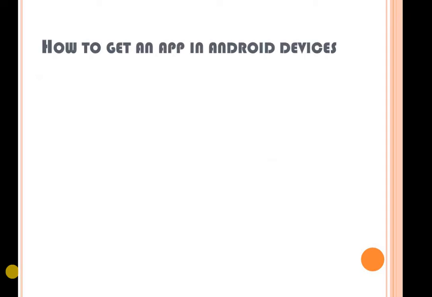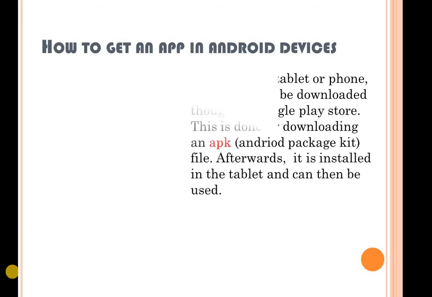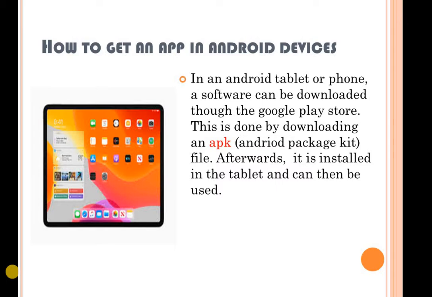Now also, we can get an app in our Android device or in our Android tablet. For us to be able to do this in an Android tablet or a phone, a software can be downloaded through something called the Google Play Store. For us to have a Google Play Store, we must first of all have an account with Google, which is our Gmail account. That Gmail account is signed into the Google Play Store, and voila, you are good to download. This is done by downloading an APK file. APK means Android Package Kit.